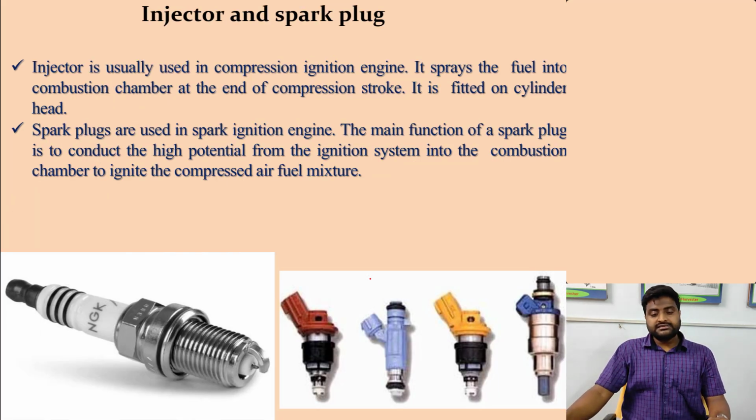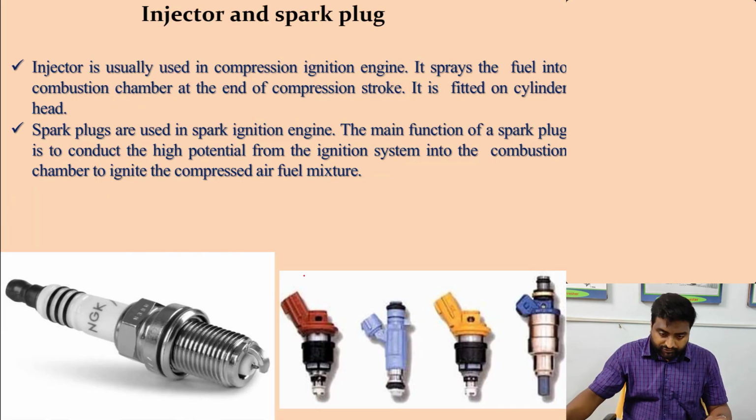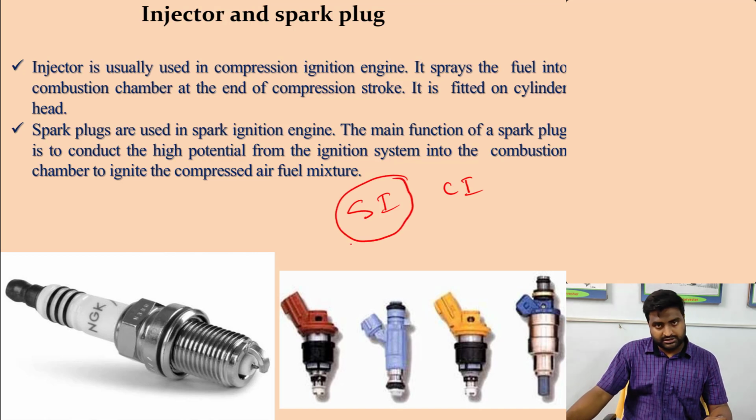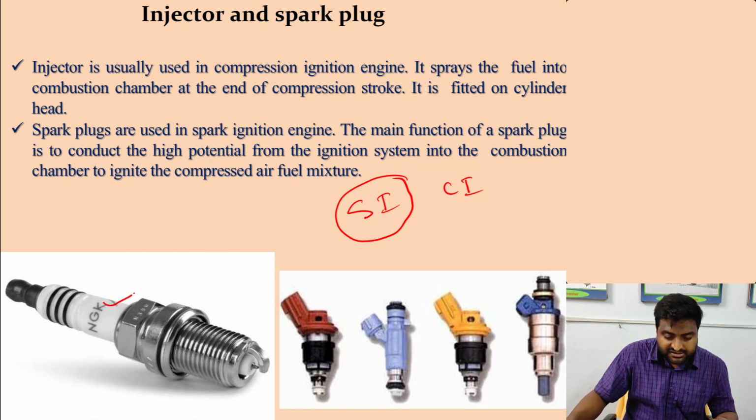Okay. Then injectors and the spark plug. Already I have told you two types of engines are there. One is the SI engine, one is the CI engine. Okay. SI means one external spark is actually inserted so that the combustion can take place. So this spark is done by a plug known as spark plug.